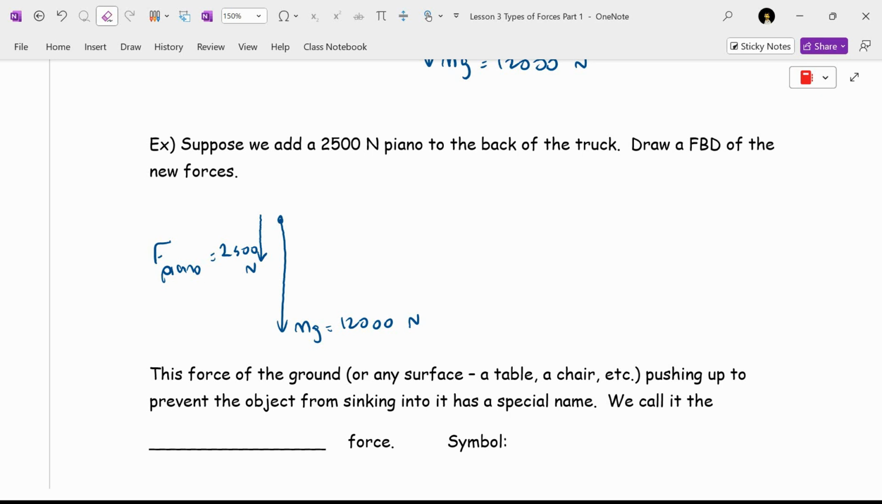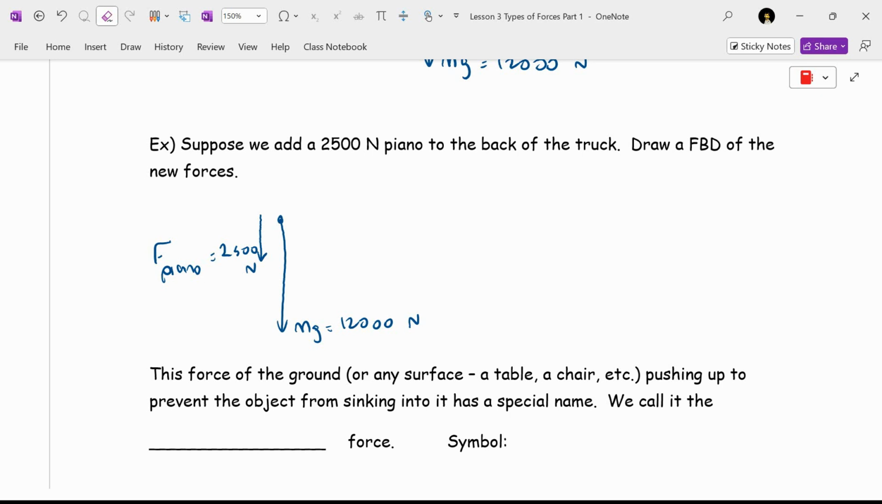Okay. Ryder, is this truck sinking into the ground like quicksand? Is it flying like Superman? Means forces must be balanced. There's an arrow going to be pointing up. It's going to be the ground, the normal force pushing up. Bigger, smaller, or the same size as that 12,000? Has to be bigger. In fact, I can even tell you exactly how big it is.